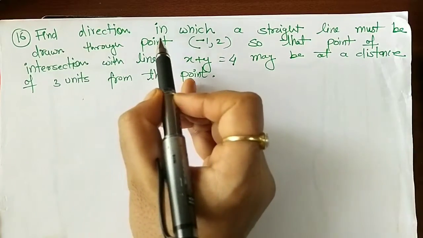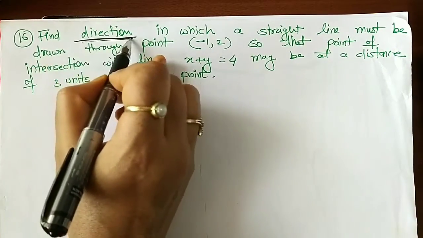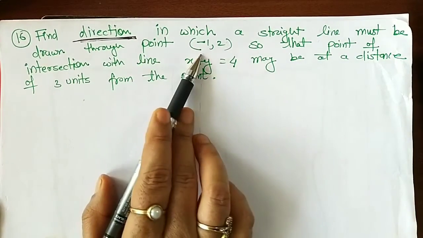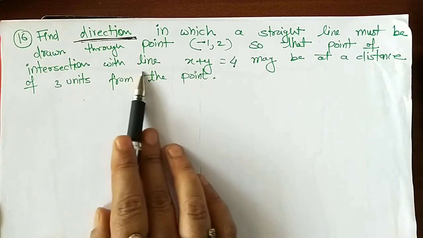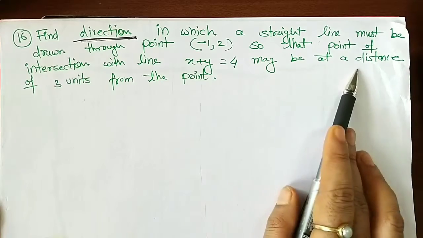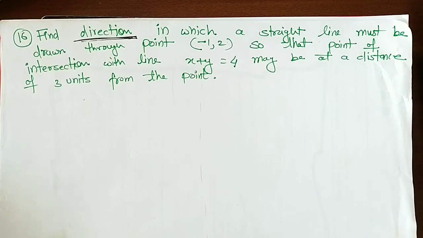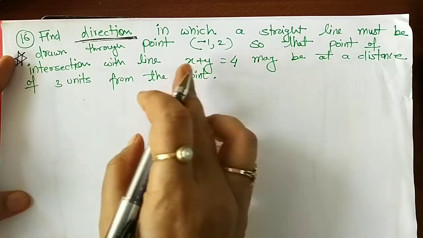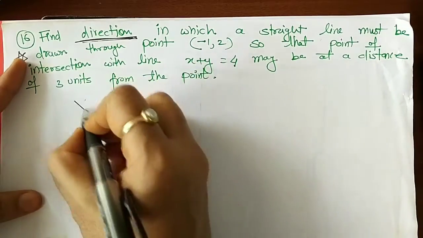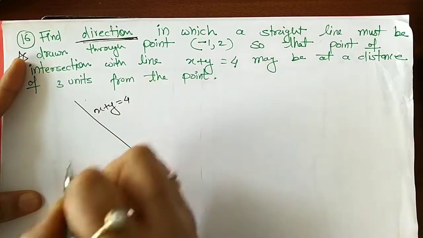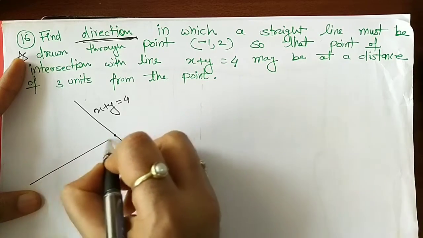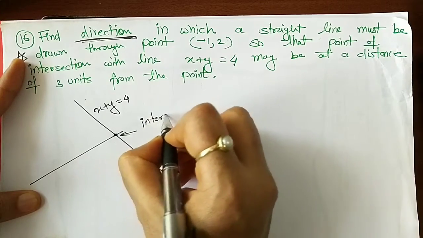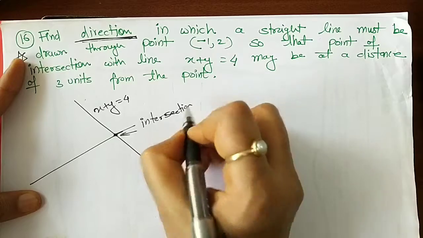Question 16: find the direction. Direction means they are looking for the slope, or the value of m, in which a straight line must be drawn through this point so that the point of intersection with this line may be at a distance of 3 units from the point. So you have to read the question carefully, guys. Suppose this is some line, so I have drawn it. With this line they want to draw some other line having an intersection point. This is your intersection point, right?